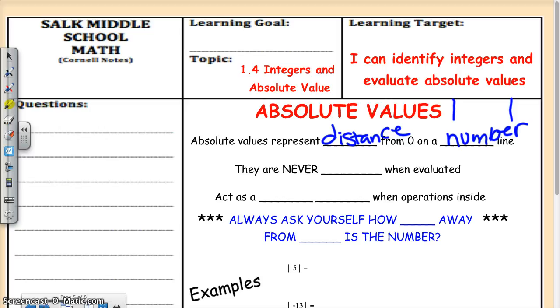Absolute value represents the distance from 0 on a number line. They will never be negative when evaluated, ever. Whether you are positive or negative, you are still a distance from 0. Just because you're negative doesn't mean you're a negative distance. You're still a distance. And they act as a grouping symbol when there are operations inside. That means you do them first. So they act like a grouping symbol when there are operations inside it.